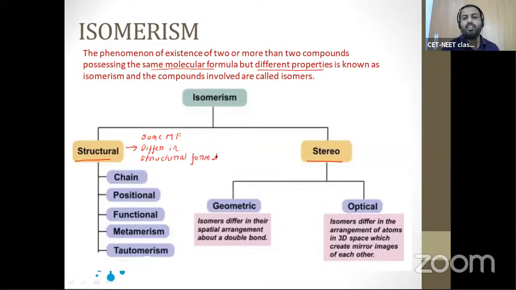What does structural formula mean? It simply refers to the sequence of arrangement of atoms. Which atom is linked to which, that sequence is referred to as structure. That sequence changes. The molecular formula is the same, but the sequence in which you have atoms written changes. That's what is called a structural isomer.